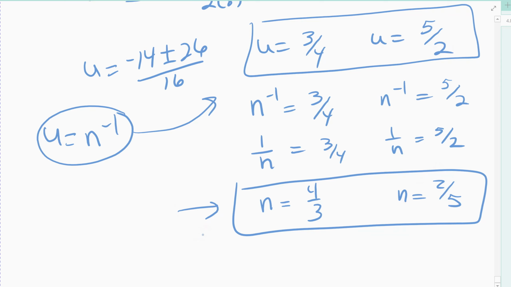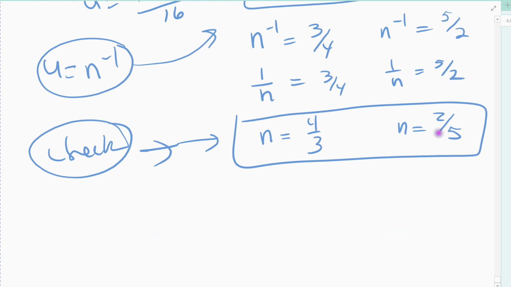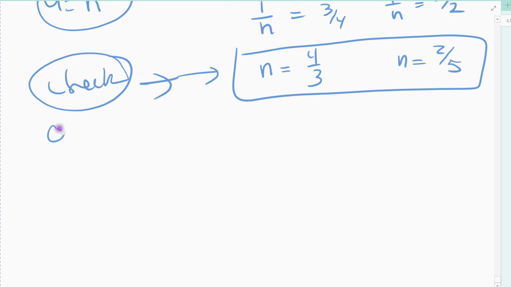Now I'm going to do the same thing. I'm going to check it graphically. So again, you have your graphing calculator. You could solve the whole thing graphically if you wanted to, but I'm going to check it. I'm going to graph it and show you solving it graphically.